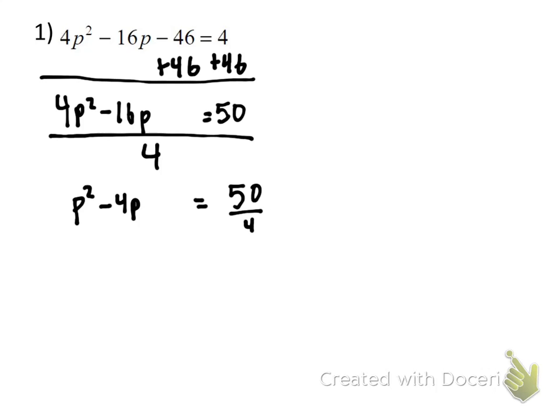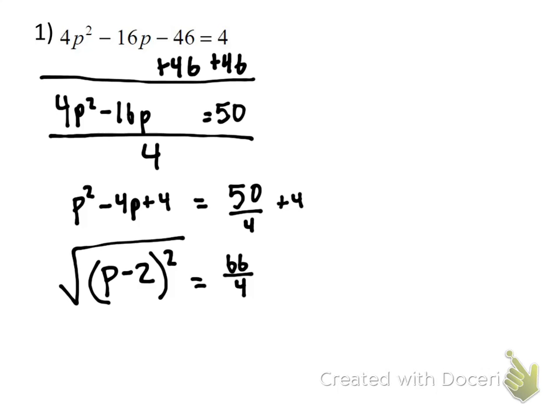Next thing I'm going to do is complete the square. When you find c, you get 4. So we add 4 to both sides. Next step, we're going to factor this perfect square trinomial. We know it's going to be p minus 2 squared, which is equal to, if we were to do 50 plus 4 as a side problem, you would get 66 over 4.